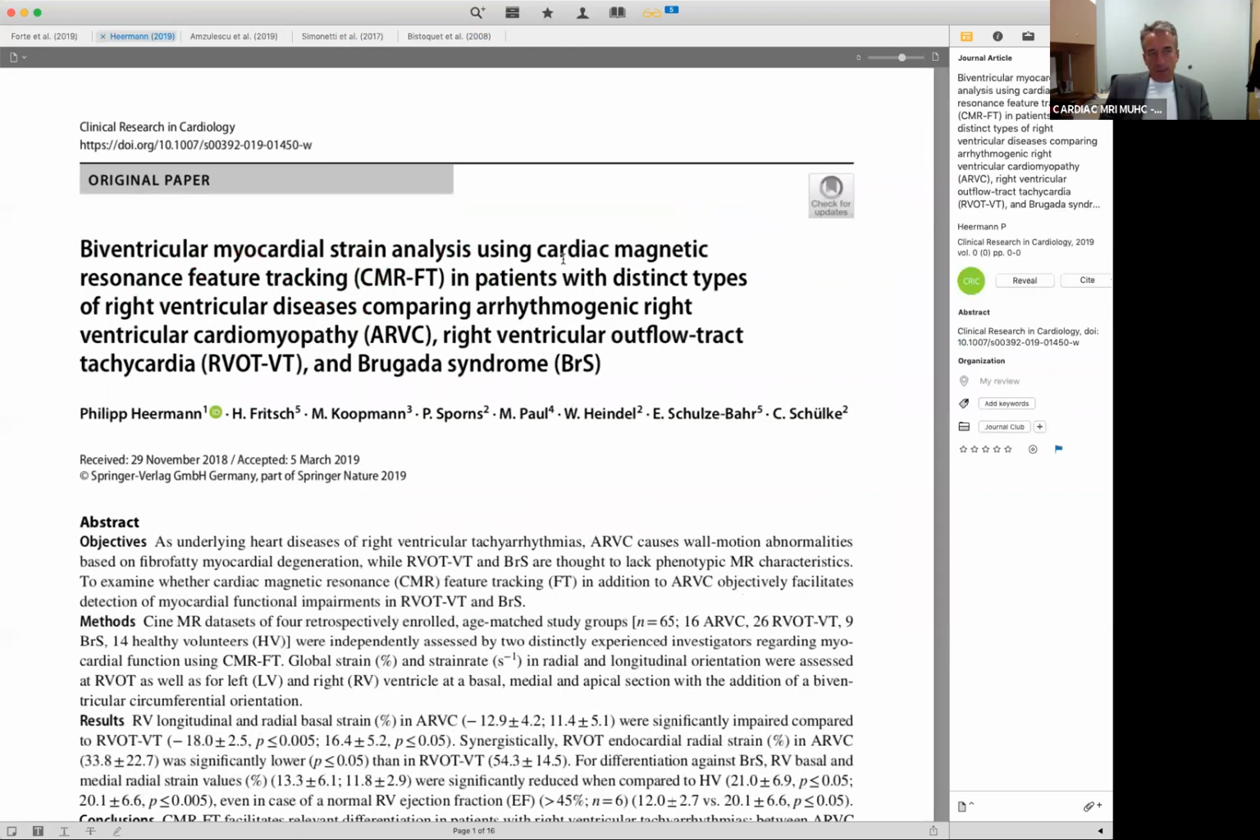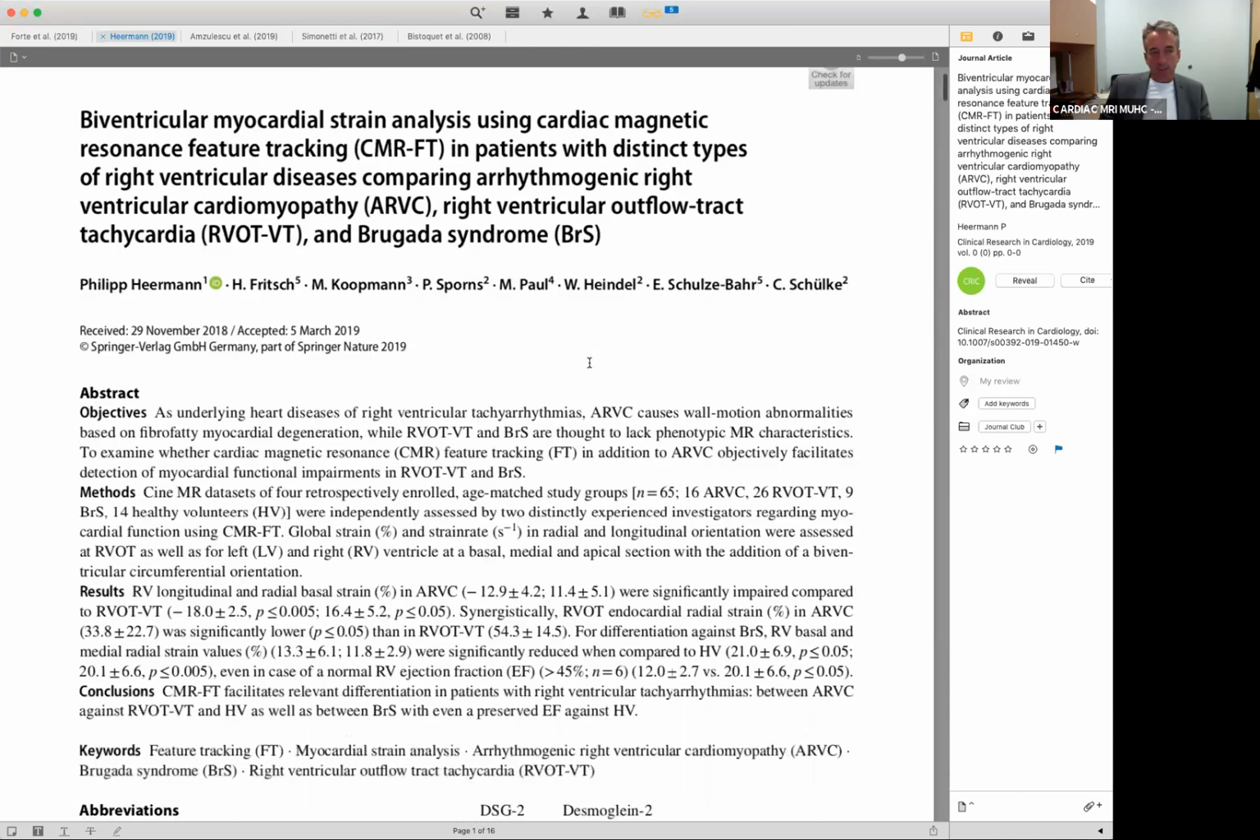biventricular myocardial strain analysis using CMR in patients with distinct types of right ventricular diseases, comparing arrhythmogenic right ventricular cardiomyopathy, right ventricular outflow-tract tachycardia, and Brugada syndrome. So this is going after a clinically important problem. We have right ventricular disease that may cause arrhythmia. In some, this is more benign, like in RVOT tachycardia, whereas in others, like in ARVC or Brugada syndrome, they can be fatal even at a young age. And this group from Münster in Germany, a radiology department, have looked at that.